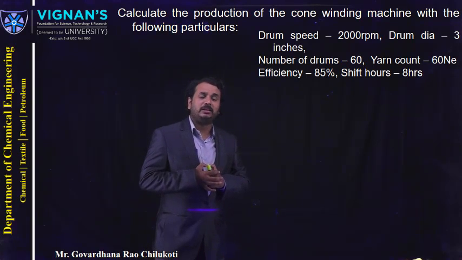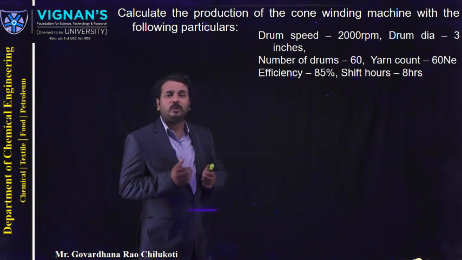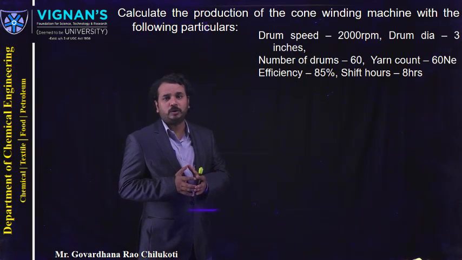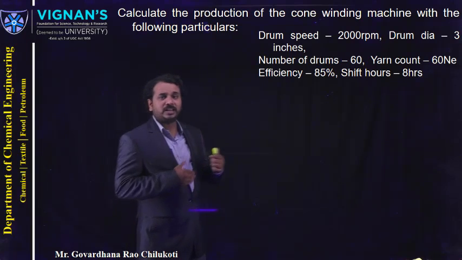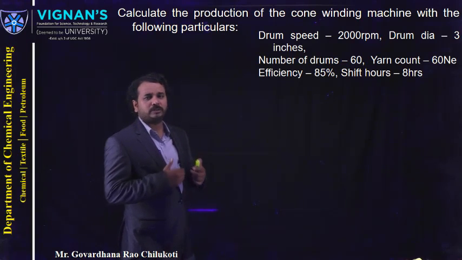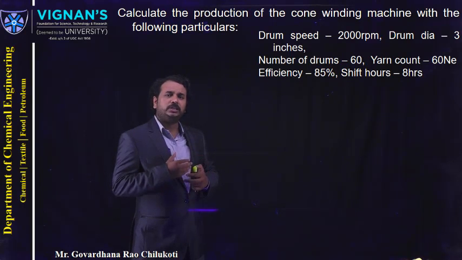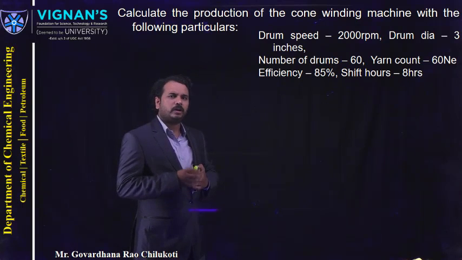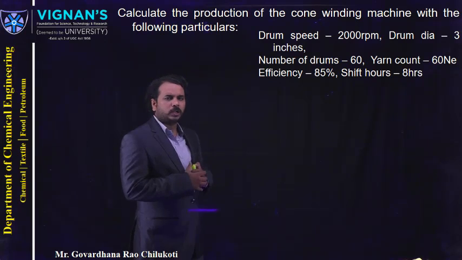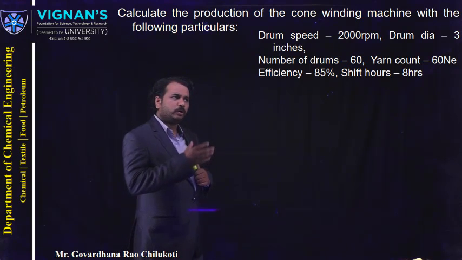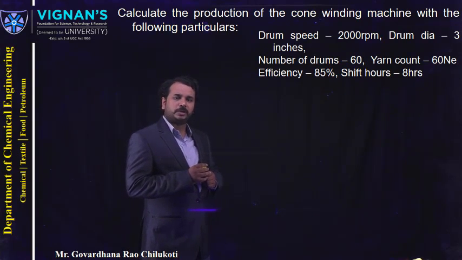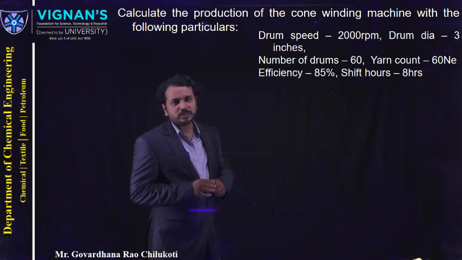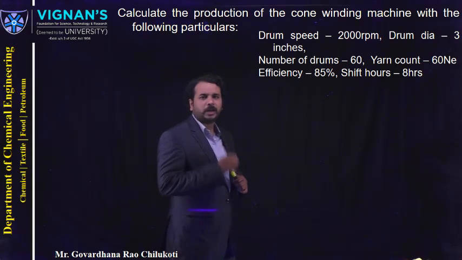Efficiency includes the stoppages and idle times that were removed, and exactly what is the time for which the machine is running. For example, out of 8 hours, how many hours is the working time? Because of stoppages, mechanical failures, and many other factors, there are chances of idle time. Considering all those things, the given winding machine efficiency is 85%, and a shift of 8 hours generally will work. These are the parameters which are given.